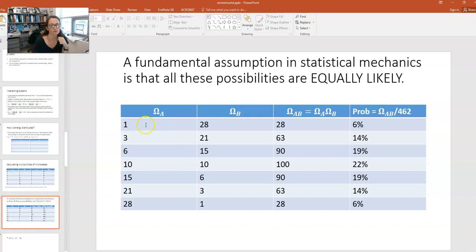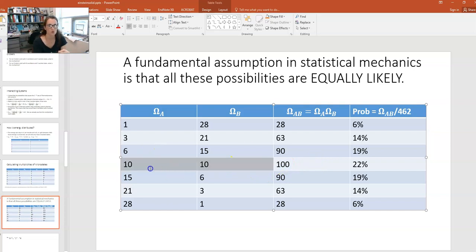All right? So 1 times 28 is 28. 3 times 21 is 63. 6 times 15 is 90, and so on and so forth. Okay? Going down the table here, you can see that the highest multiplicity for the combined system AB is going to be 100, right? All the others are smaller than that. Now, that highest multiplicity is for the result where A and B have equal amounts of multiplicity, 10 and 10. That means that each of them have the same number of excited states.